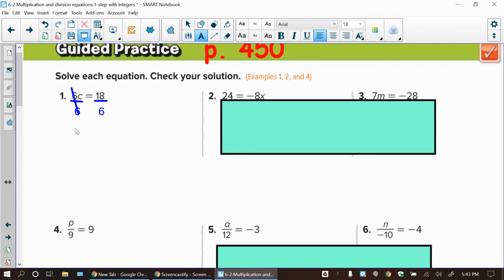And all I'm left with now is just my variable c, and then I divide 18 by 6 to get 3. And then obviously we come back and check our work. 6 times 3, is that going to equal 18? Well, if I borrow $6 3 different times from you, yes, we get 18 equals 18.